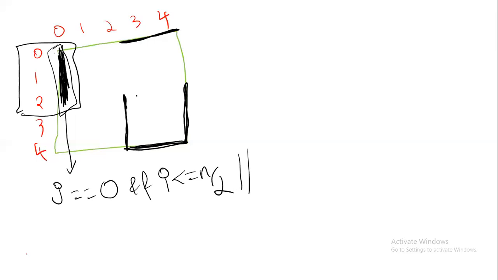Okay, so next, let's see here. You want to draw this line. Is this a row or a column? It is a row. Row means which variable? Row means variable i. Am I drawing the first row or the last row? You are drawing the first row, so i is equal to 0.